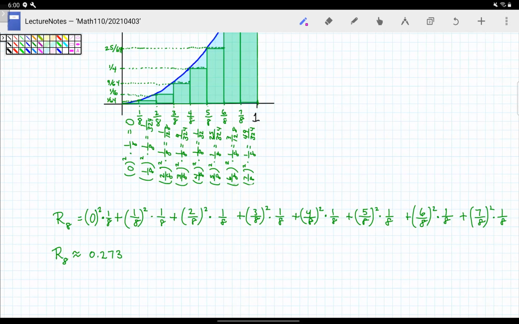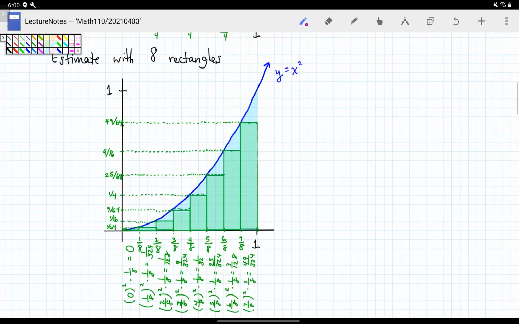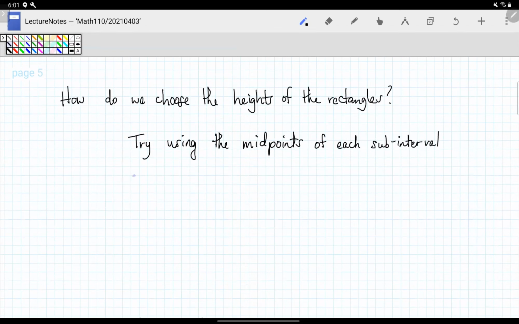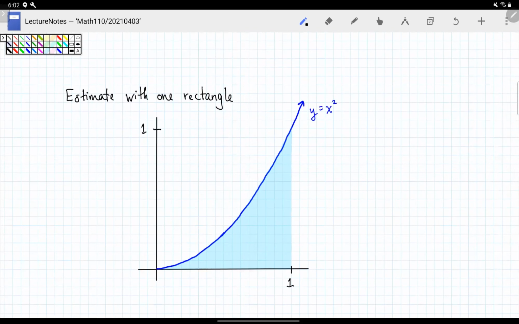Now you might ask yourself, it looks like all of the rectangles where we use the right endpoints to determine the height look like they're too tall. And all of the rectangles that use the left endpoint to determine the height look like they're too short. Is there another point that we can use? And of course there is. So we can try using the midpoints of each subinterval. So let's try this here.